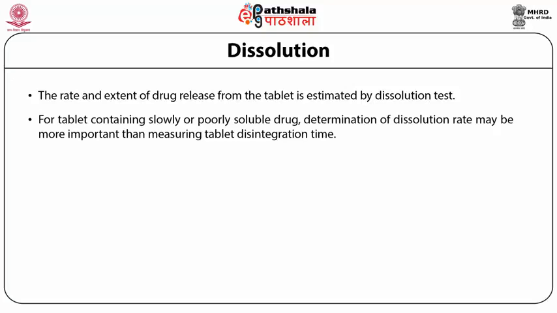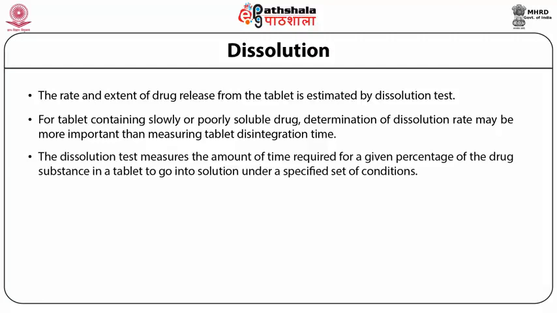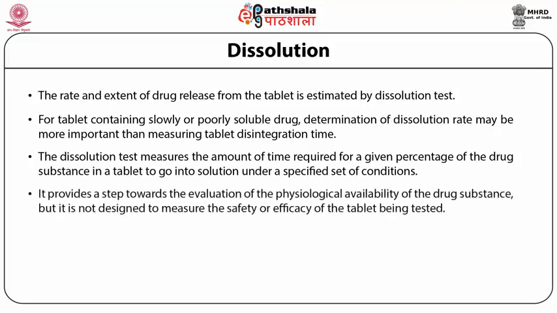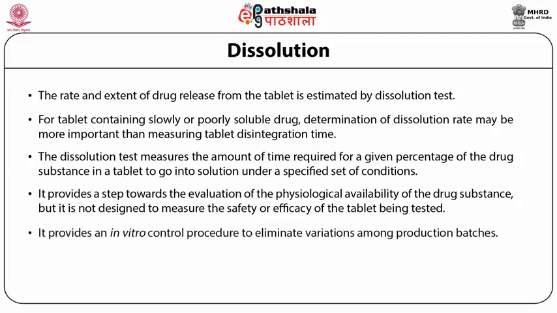For tablets containing slowly or poorly soluble drugs, determination of dissolution rate may be more important than measuring the tablet disintegration time. The dissolution test measures the amount of time required for a given percentage of drug substance in a tablet to go into solution under a specified set of conditions. It provides a step towards the evaluation of the physiological availability of the drug substance, but it is not designed to measure the safety or efficacy of a tablet being tested. Therefore, it provides an in vitro control procedure to eliminate variations among product batches.